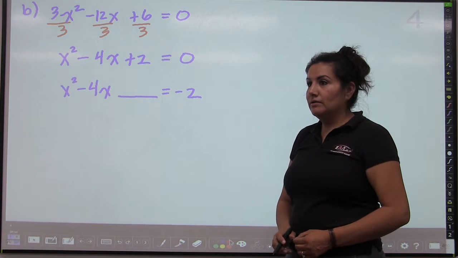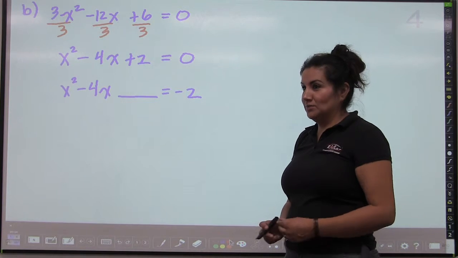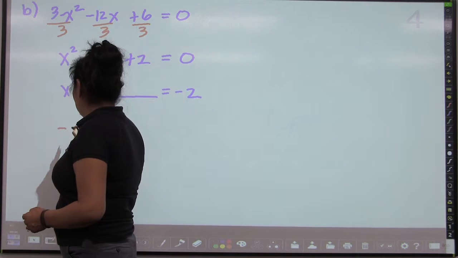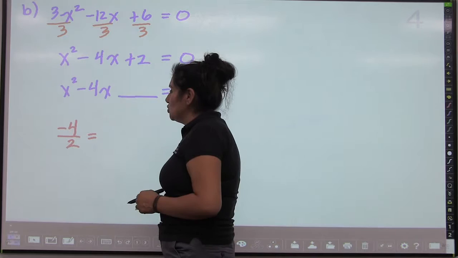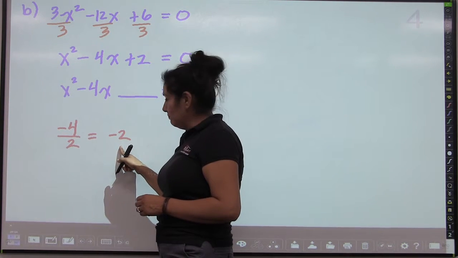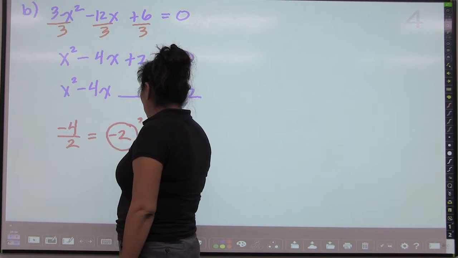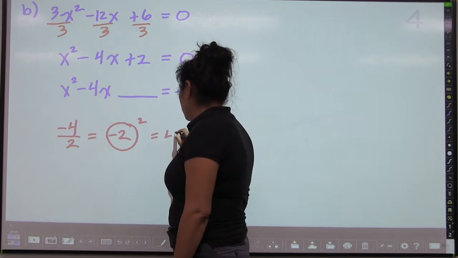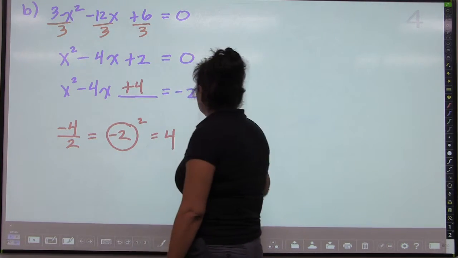Do you remember what the next step was? Divide by 2. Divide what by 2? The middle term. The middle term, which is? 4. Negative 4. No, negative 4. Negative 4 divided by 2 is negative 2. This is an important number, remember? When I factor it later, this is going to be important. So that little guy squared is positive 4. So now we're going to put a plus 4. We're going to balance our equation, plus 4.